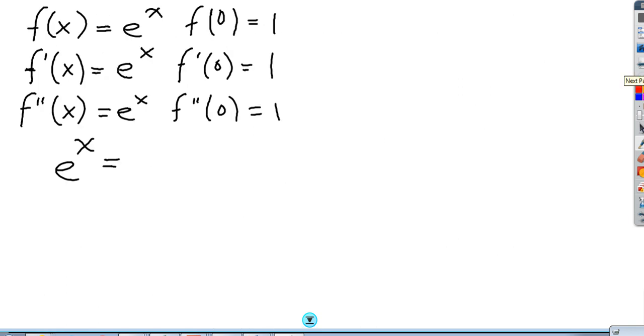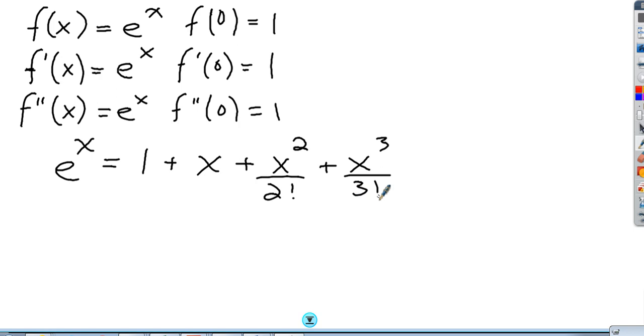So let's write that down. So we have 1 plus x plus x squared over 2 factorial plus x cubed over 3 factorial plus x to the 4th over 4 factorial, and at that point you get the drift. That is e to the x. So if you go all the way out to infinity, you will have a new way of expressing the exponential function.